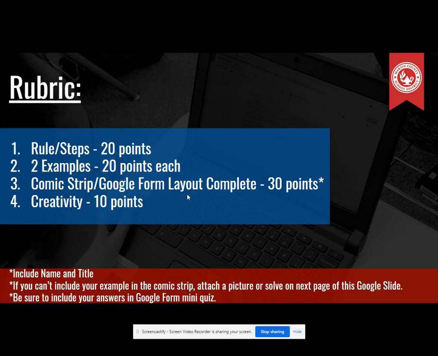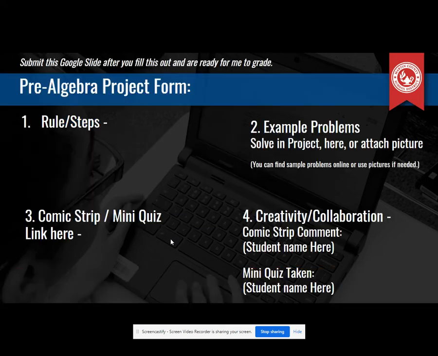Comic strip, Google form, layout complete. So you want to make sure that you have three squares in your comic strip, or you have 5 questions in your Google form. And lastly, creativity, right? So think outside the box, think of some questions that show me that you have mastered that topic that you chose.